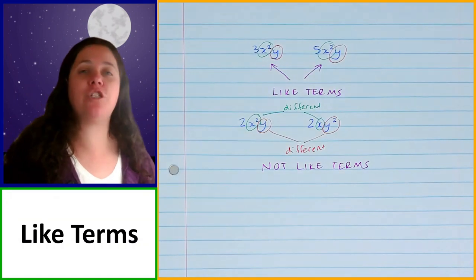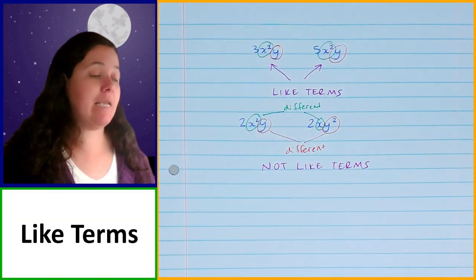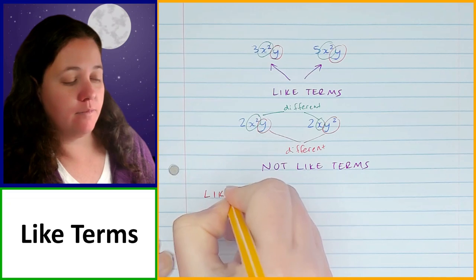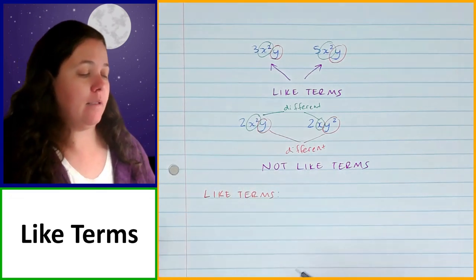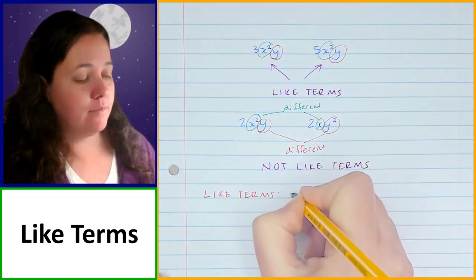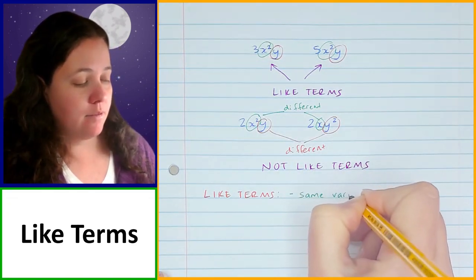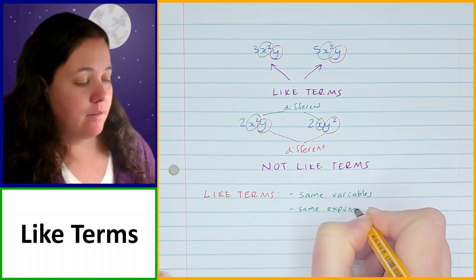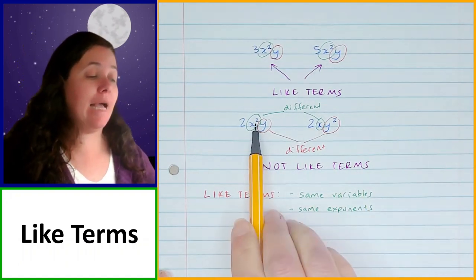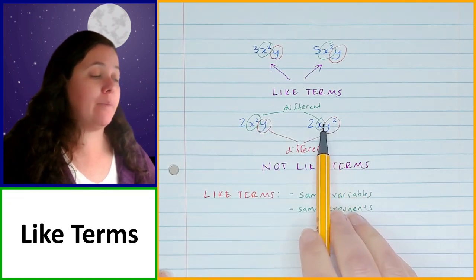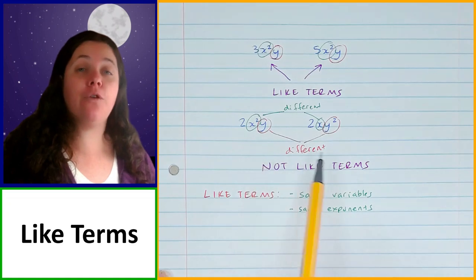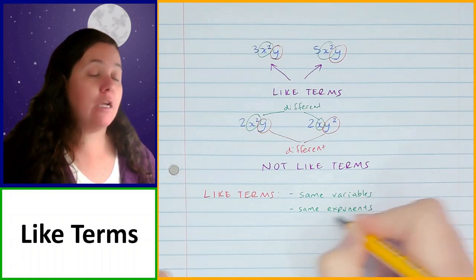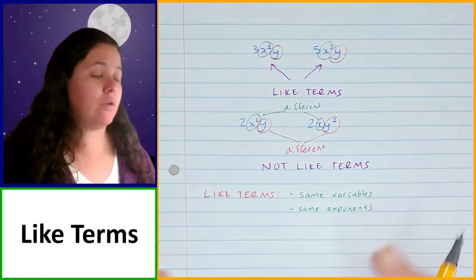Okay, so in order for terms to be like terms, they have to have the exact same variables. They must have the same variables. And they must have the same exponents. And please note, over here, I had a square and a power of 1. And here I had a square and a power of 1. But because they were applied to different variables, the terms are not like terms. So these have to go together. The exponents that are the same have to be of the same variables, okay?